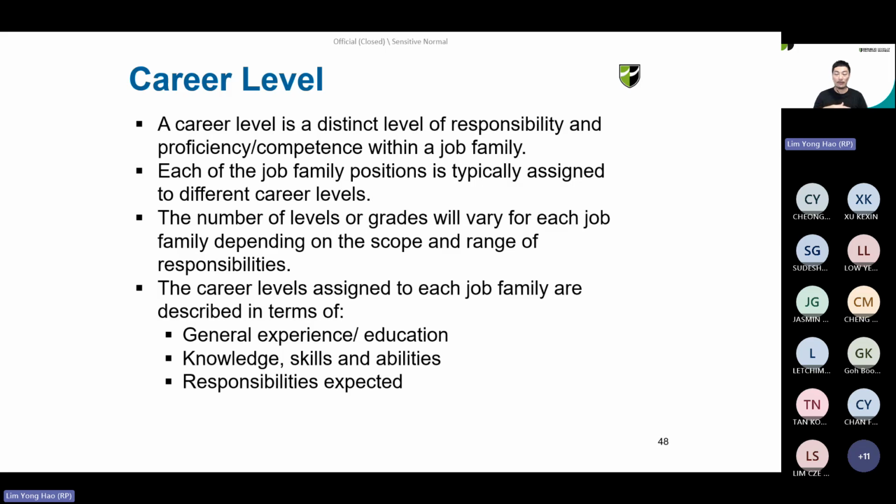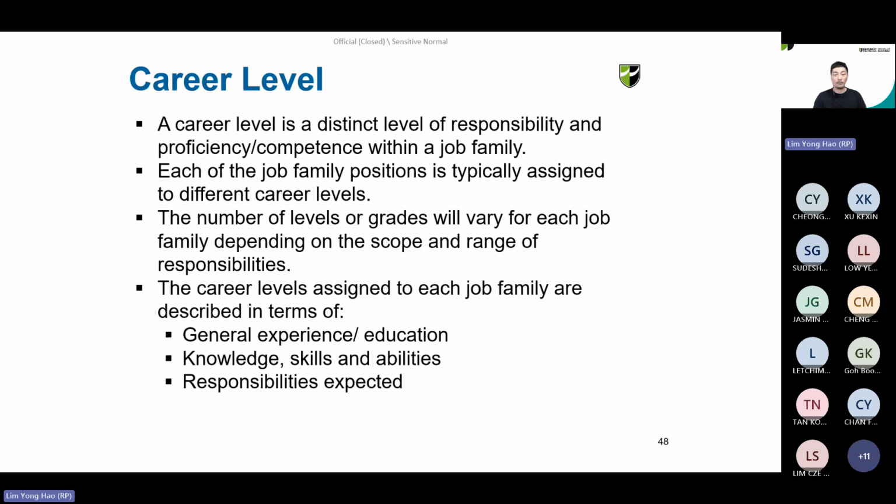Some have more, some have less. Some job grades cut across different types of jobs. It's used both for career progression purposes, and also maybe for a bit of training and development purposes.